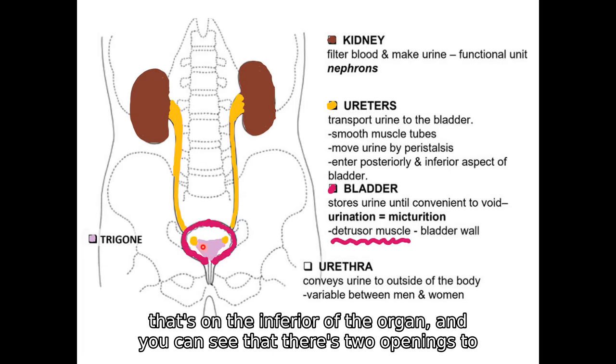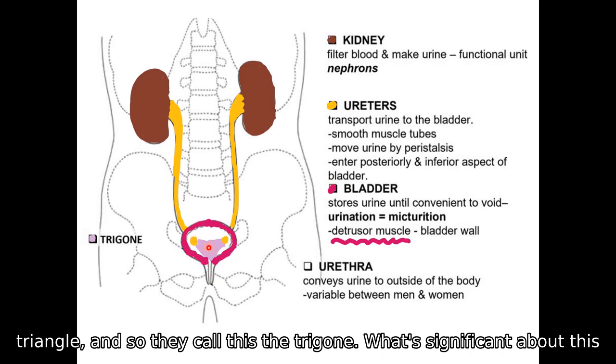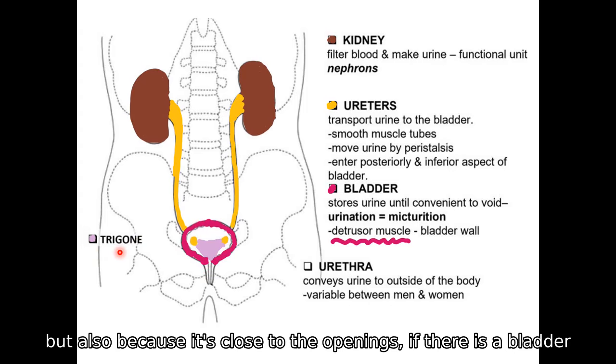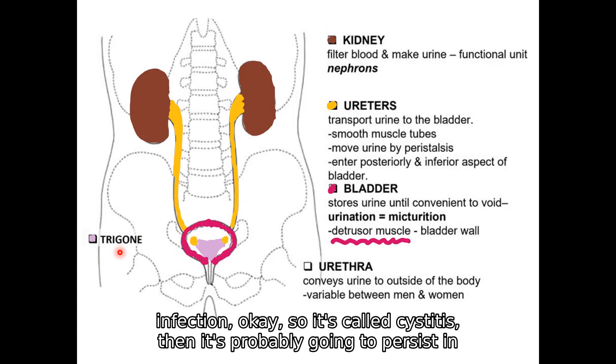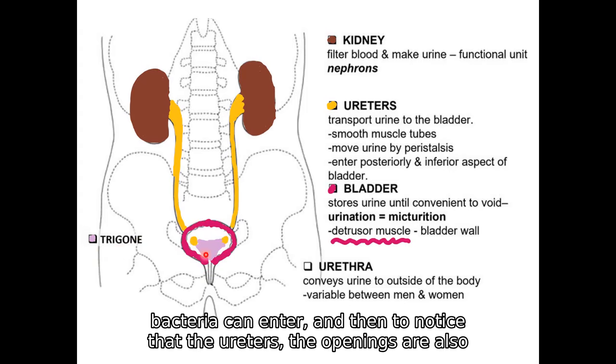There is an area on the inferior part of the bladder where you can see there are 2 openings to the ureters, and then this is the opening to the urethra, which is going to carry the urine outside. It makes a little triangle, and so they call this the trigone. What's significant about this area is it doesn't have rugae, so it doesn't stretch, and it's more attached. But also, because it's close to the openings, if there is a bladder infection, called cystitis, it's probably going to persist in that area, just because that's where all the openings are, that's where the bacteria can enter.